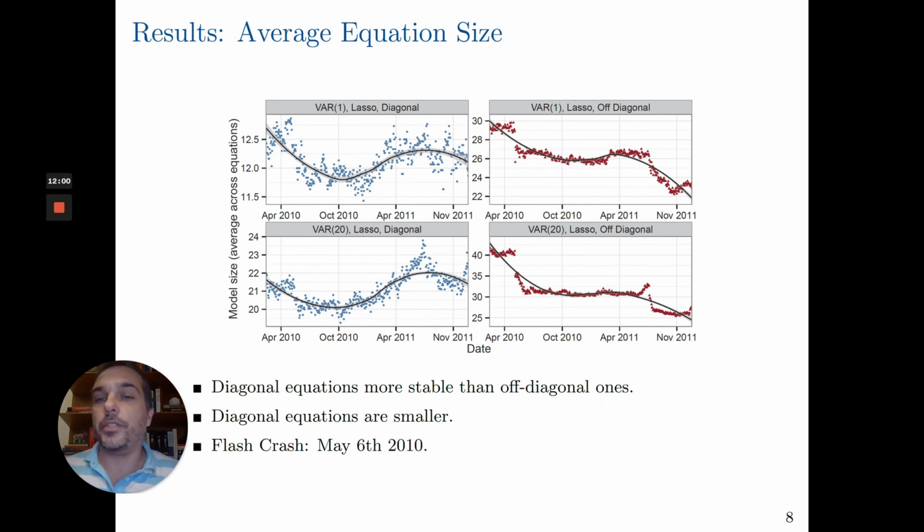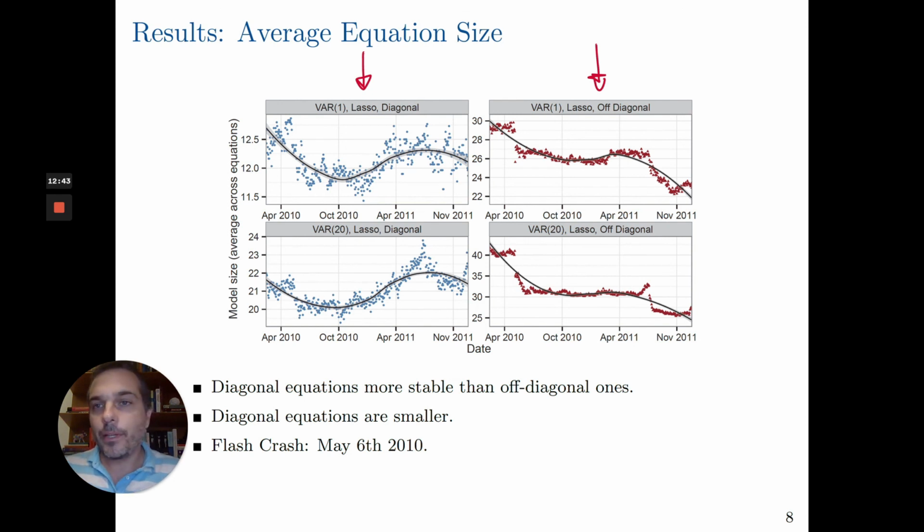Now, how big are these equations, the estimated equations? So here I'm plotting 4 graphs. These first 2 graphs, the first column, are for the diagonal equations, and here is for the off-diagonal equations. What I'm showing is the average number of non-zero parameters at every estimation window over the sample. And this is averaged over what? Over all the equations, over all the diagonal elements, over all the off-diagonal elements.